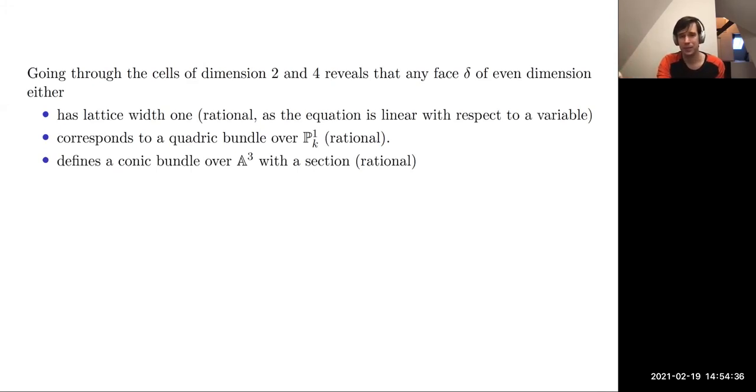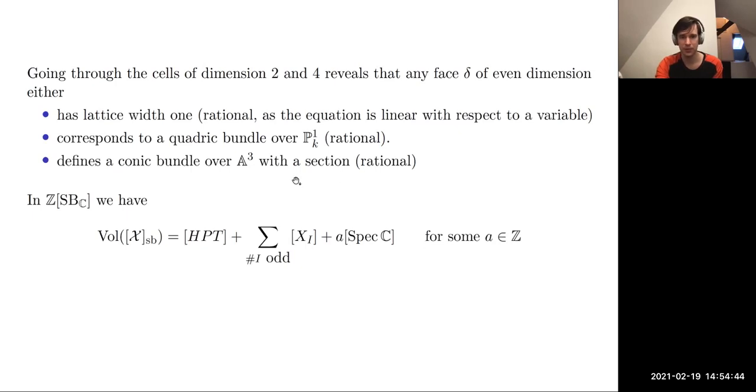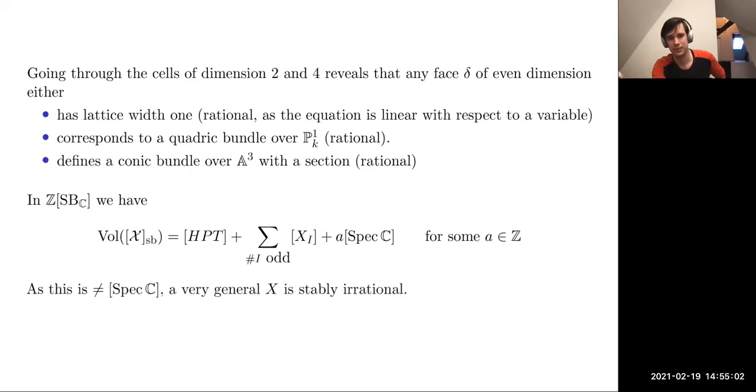But in any case, it's easy to go through those extra phases and see that everything else is rational. So if we again compute this motivic volume, we see that we get one piece corresponding to this irrational guy, and then these other classes, which are all rational. Okay, but there's no way you could cancel out this thing to be the class of a point, and so this 2-3 divisor is stably irrational.